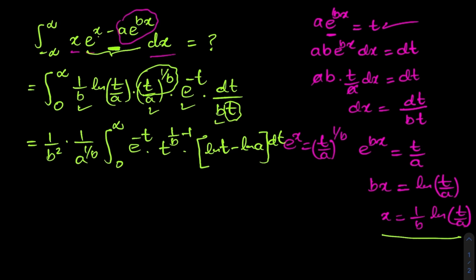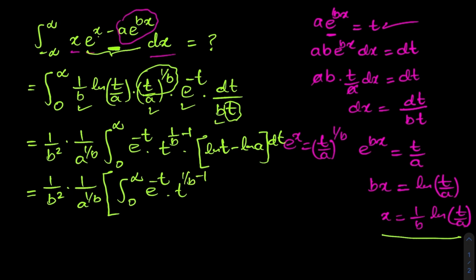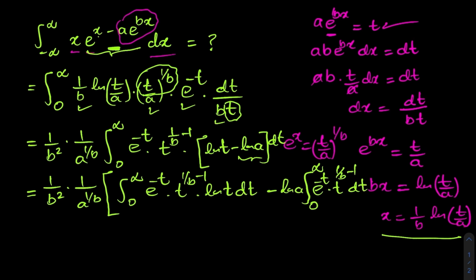Okay, then we can write our integral as two separate integrals. So, we can write here 1 over b square times 1 over a raised to the 1 over b times integral from 0 to infinity e to the minus t times t to the 1 over b minus 1 times natural log of t dt. Then minus, here we have natural log of a, a constant. So, natural log of a integral from 0 to infinity e to the minus t times t to the 1 over b minus 1 dt.